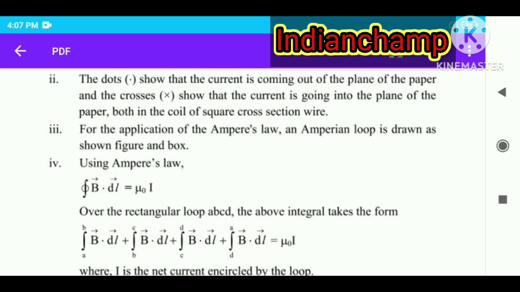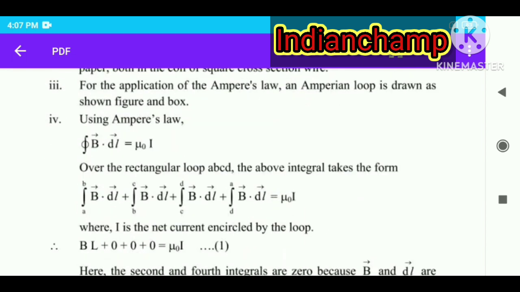Fourth, using Ampere's law, the closed integral of B bar dot dl bar is equal to mu0 into I over the rectangular loop abcd. The above integral takes the form: integration a to b B bar dot dl bar plus integration b to c B bar dot dl bar plus integration c to d B bar dot dl bar plus integration d to a B bar dot dl bar is equal to mu0 into I, where I is the net current encircled by the loop.